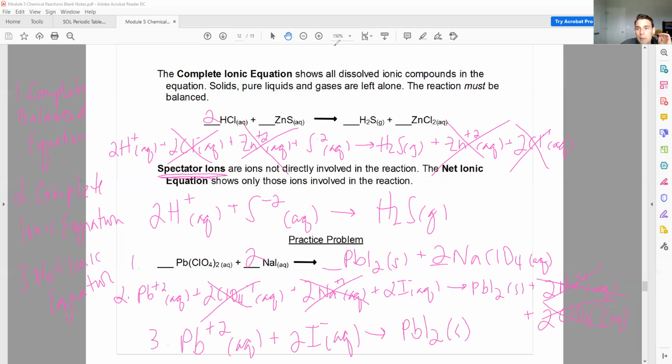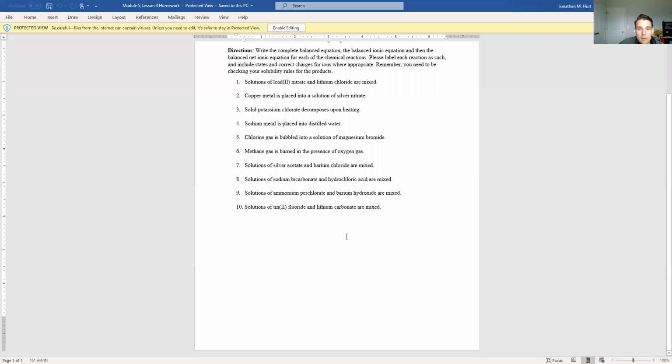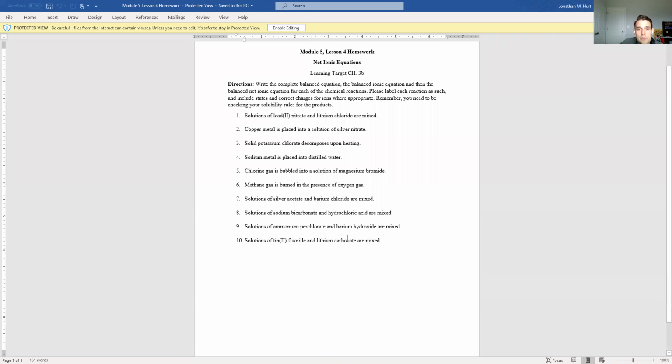Okay, so I'm going to pull up the homework and we're going to work on another one together. And when I say together, I mean you're going to watch me do it while I talk about it. So here's the module 5, lesson 4 homework, and we'll do number 2. Let's do number 2 because it's not a double replacement reaction.